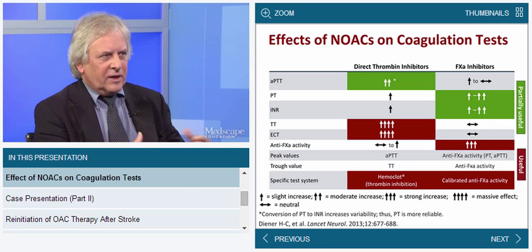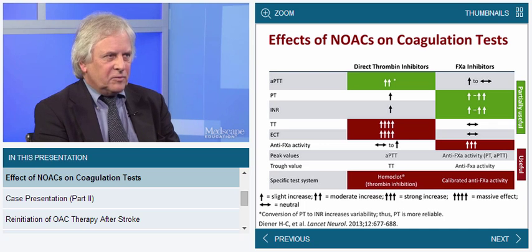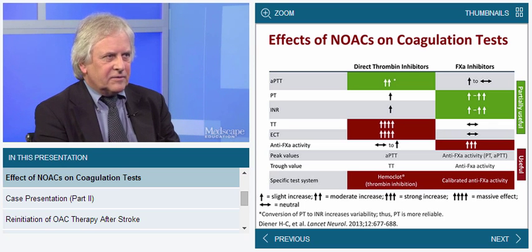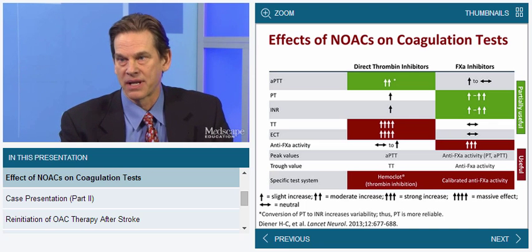And for dabigatran, we could use the APTT. If the APTT is prolonged, he definitely took the dabigatran, and in this case it would be a contraindication. If the APTT is normal, this shows that the last intake must have been more than 48 hours ago, and we could continue. The problem with the 10A inhibitors is that we would need to do an anti-10A activity, which usually takes an hour. So he's still within the time window of thrombolysis if we wait for the results of the anti-10A activity.